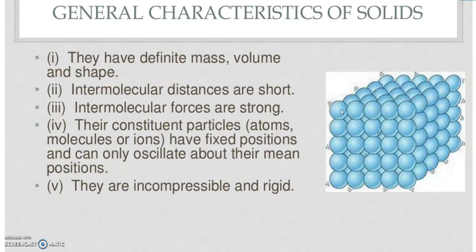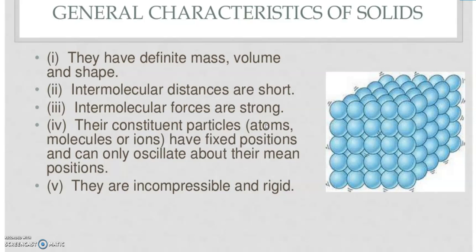And they are incompressible and rigid because the intermolecular distance is very small. Due to this, they are incompressible. If we take gases and liquids, we can compress them into a smaller volume. But in the case of solids, we cannot compress them. So they are incompressible and rigid. These are the general characteristics of solids.